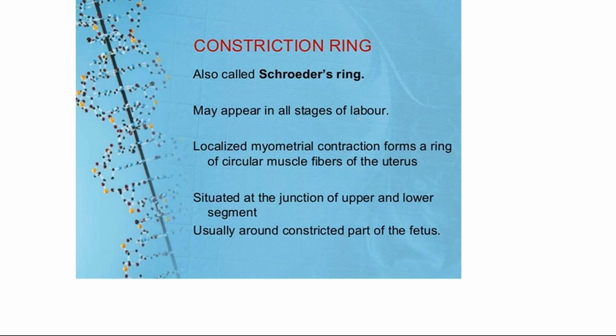Most often it will be around the neck of the baby. A few circular muscle fibers of the myometrium will constrict around the neck of the baby. That is known as a constriction ring. Usually it is situated at the junction of the upper and lower uterine segment, mostly around the constricted part of the fetus, mostly around the neck.